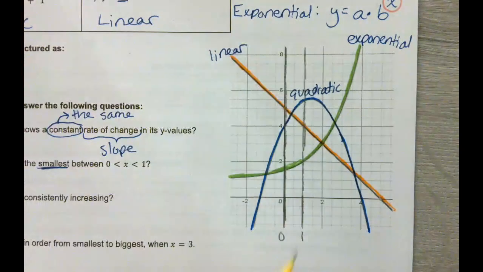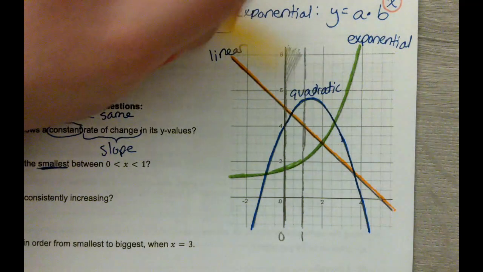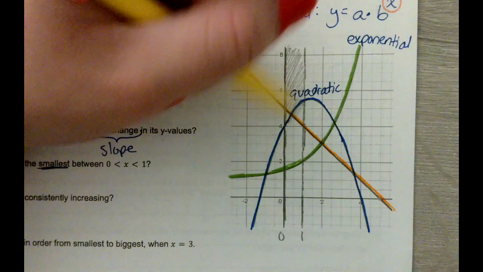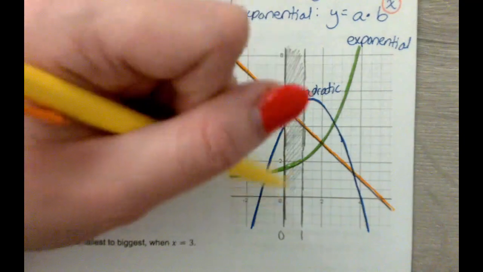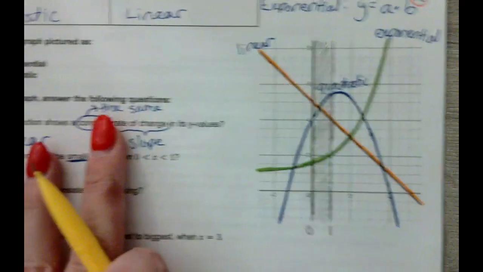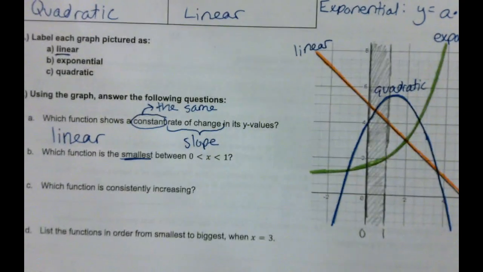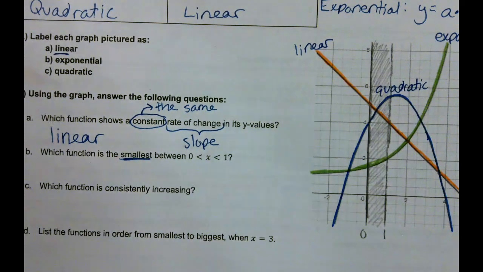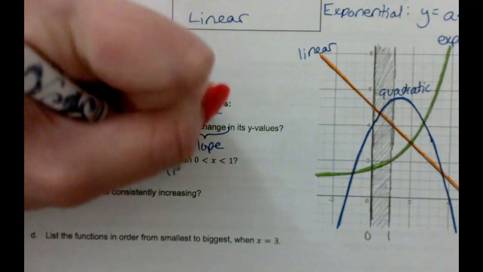Now, I want to look in between this space, so I'm going to shade it lightly so I can still see everything else I've written. Now, the question is, which function is the smallest between 0 and 1? Basically, which function is the lowest is the best way to look. So I'll write that down. Lowest.